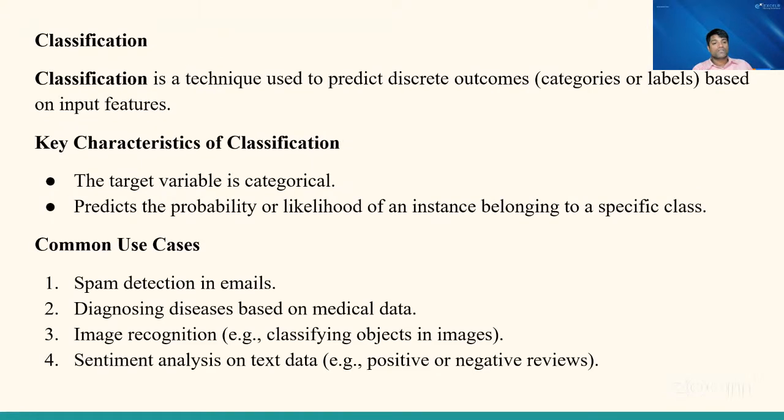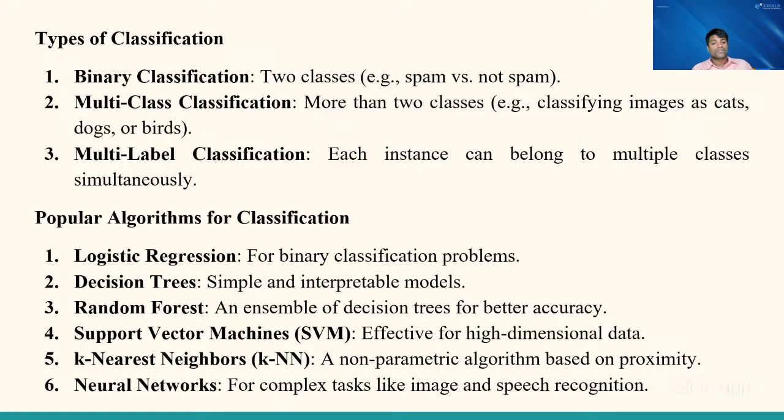Okay. Classification is the prediction of categorical variables. The target variable is a categorical variable, something that can be categorized. For example, predicting spam emails, then predicting diagnoses in medical data, then image recognition, sentiment analysis, and so on. These are some of the things a classifier does.